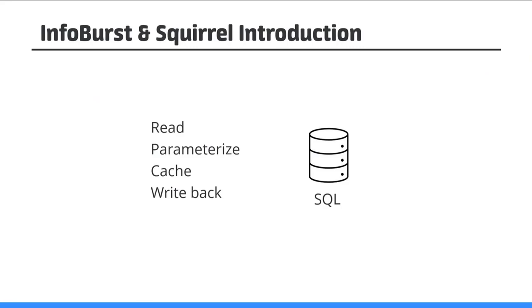So that is a quick overview, and apologies if it was too quick for those that don't know it and too long for those of you who do. Hopefully we struck somewhere in the middle where you can read, parameterize, get cache data and write back to a SQL database from InfoBurst from Squirrel.